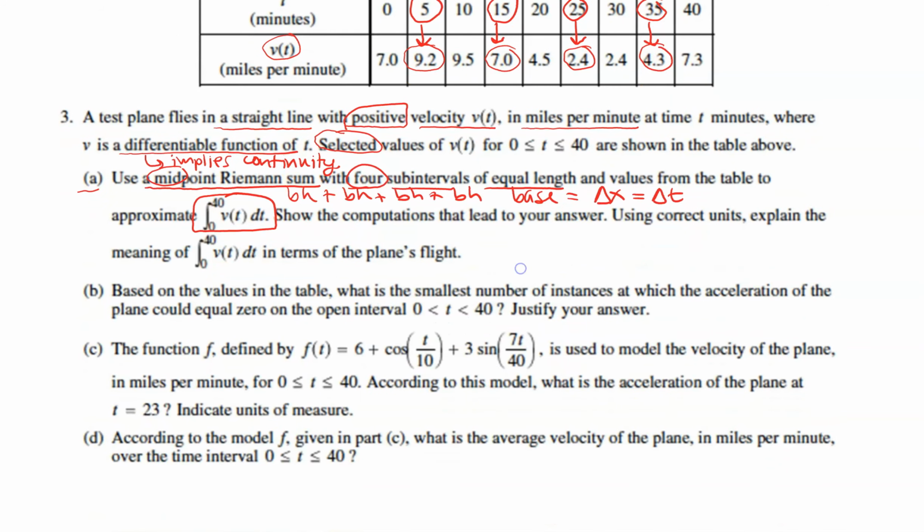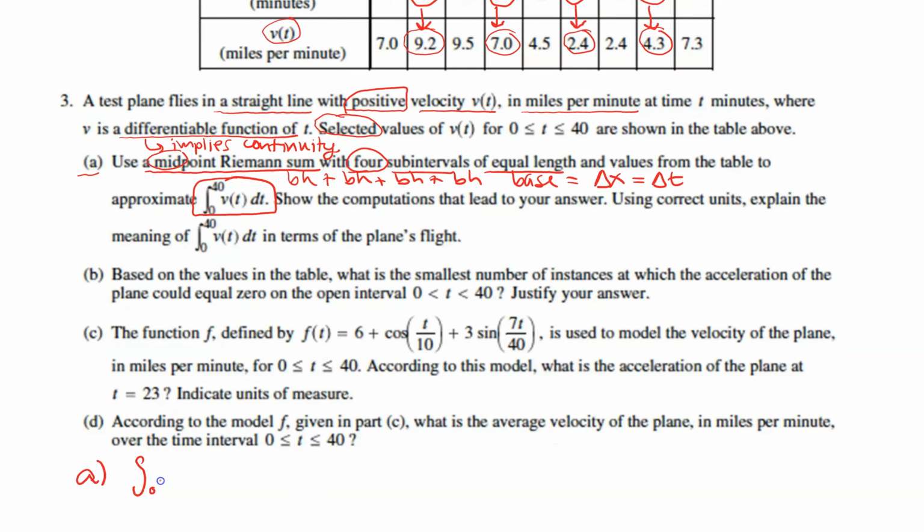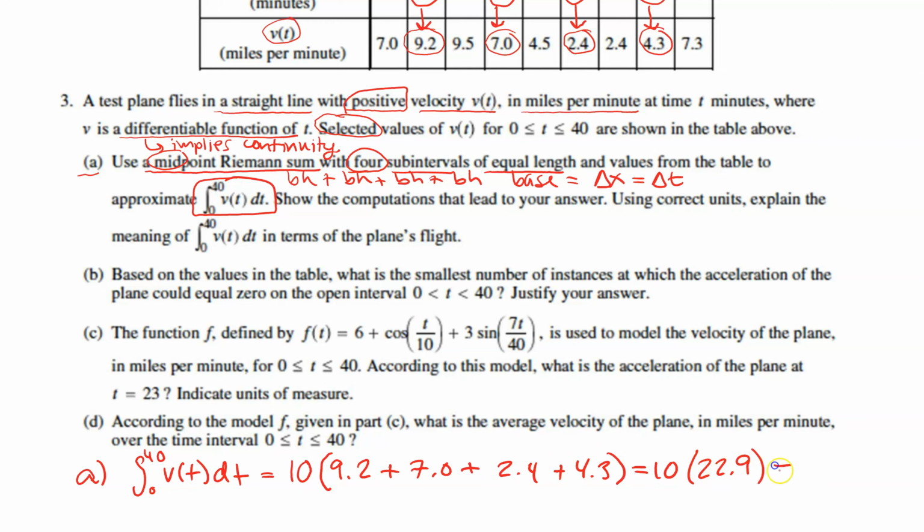Let me do my work down here for part A. So for my Riemann sum that I'm using to approximate this integral, which is the area under the velocity function from 0 to 40, I'm going to use a base of 10 for all of my subintervals. So I'm just going to write the 10 once and then add up my 4 heights, 9, 27, 2.4, and 4.3. So adding up those numbers, I get 22.9. And then when I multiply that by 10, I get 229.